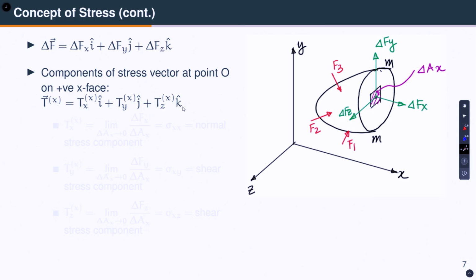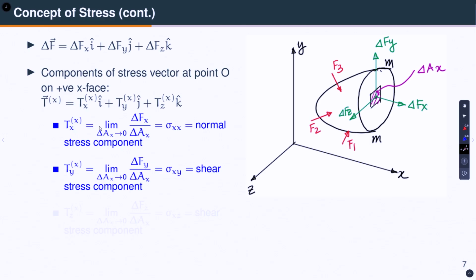Okay. So, what is T x x then? Well, this is nothing but limit delta A x tending to 0 of delta f x divided by delta A x. What is it? Well, this is the stress component in that direction and which is normal to the surface. So, hence we call it normal stress component. Okay, and we denote it by sigma x x. Okay. So, it is acting on the x plane, which is this superscript here, and in the x direction, which is that of delta f x, the subscript, right.